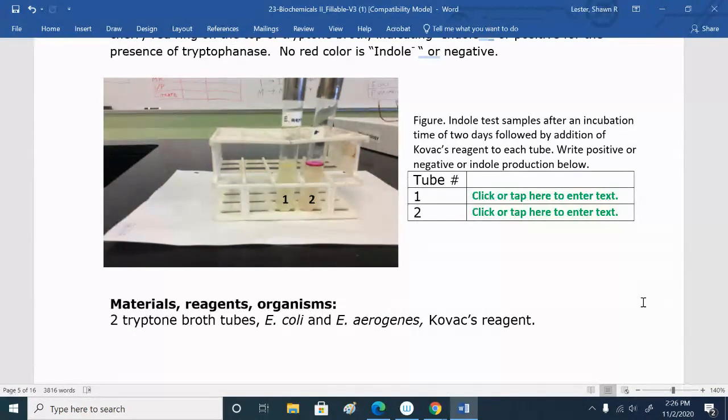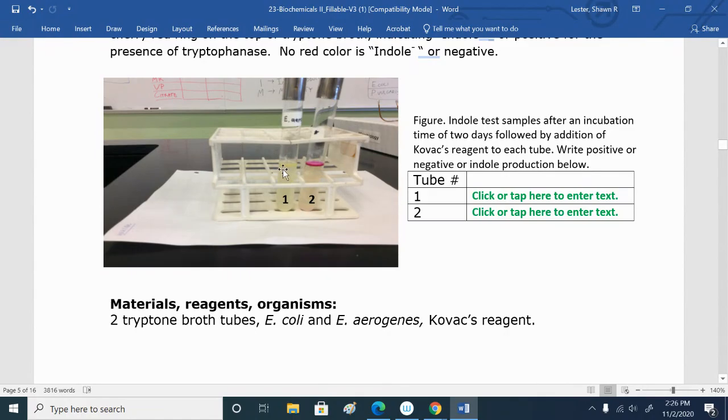So here we have 2 tryptone broth tubes, and they were inoculated and incubated, and then Kovacs reagent was added to the tubes. And you notice that it sits on top. And we can clearly see that kind of red fuchsia layer in tube 2. So that's a positive test for indole.